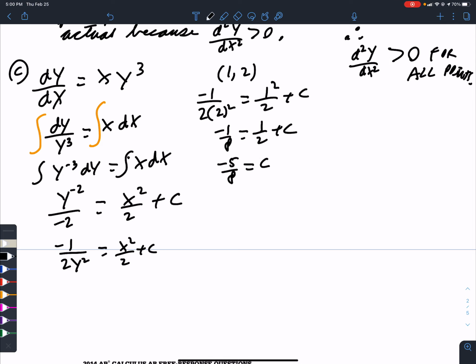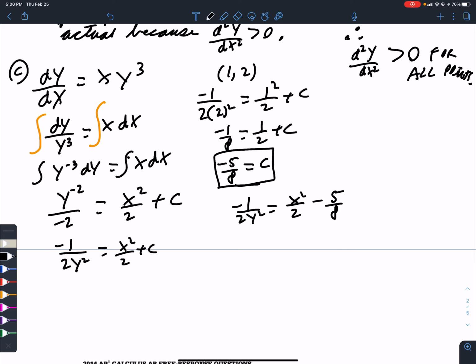And so now I have found c. You would get a point for finding c. Okay? And we're almost done. Now I just need to stick that back in to get a particular solution. So I'm going to plug it in here. So we'll do that next. I'll get negative 1 over 2y squared equals x squared over 2 minus 5/8.